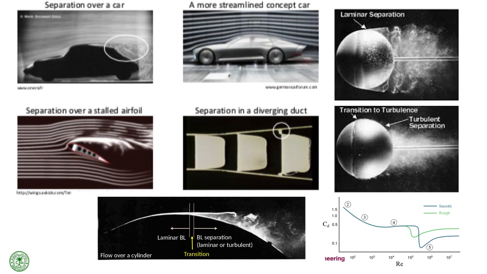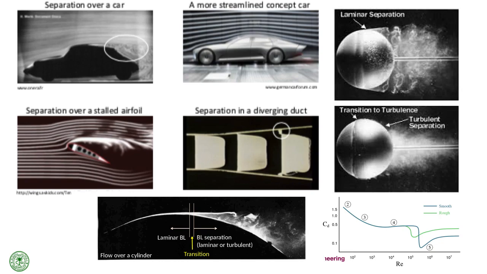Now there is another physical phenomenon, which is called the drag crisis, and this is also explained with the help of separation. If a ball is there, flow over a sphere, you see the separation occurring at a point which is nearly 90 degrees.